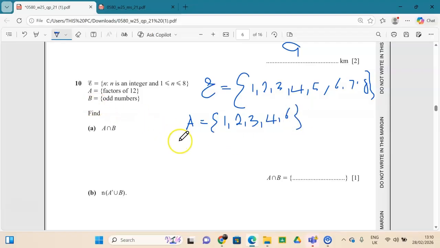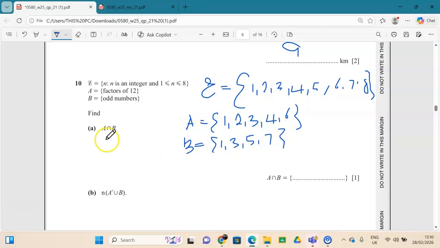Then B, odd numbers. Let's get all the odd numbers. When we get all the odd numbers, we're going to have 1, 3, 5, 7. That will be all odd numbers that we're meant to have there.